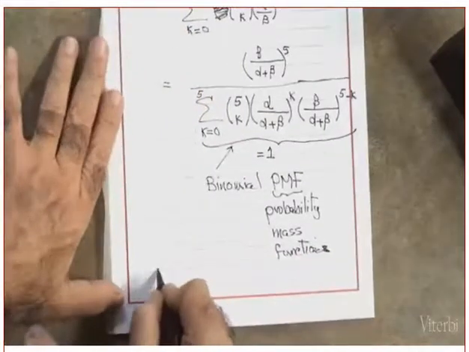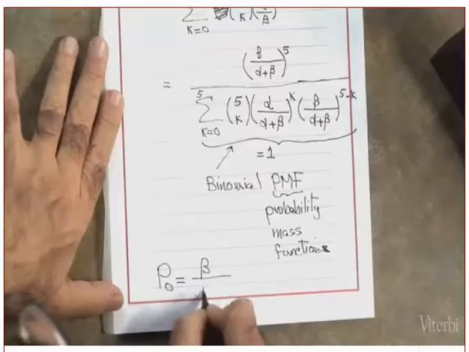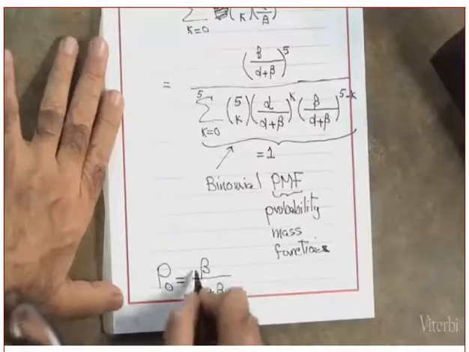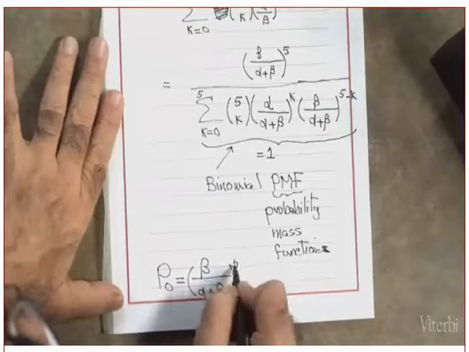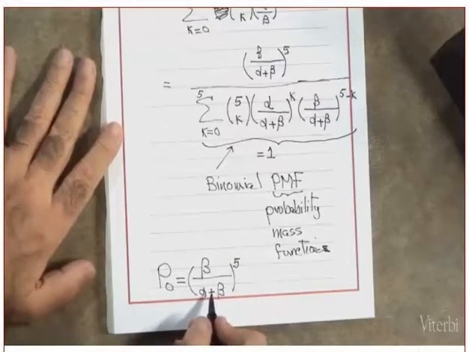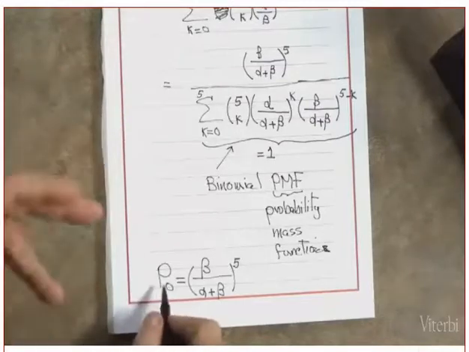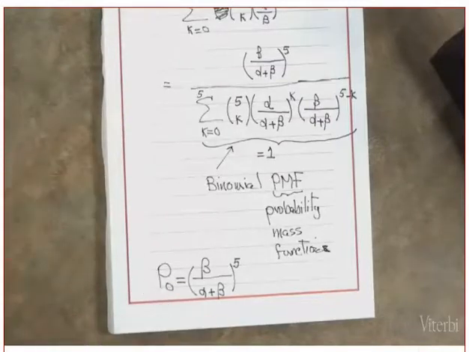So what do I get? I get P0 is equal to beta over alpha plus beta to the 5. Notice, by the way, P0 is a constant. It's not a function of K. Clear? What is P0, by the way, in words? The probability that all devices are idle.